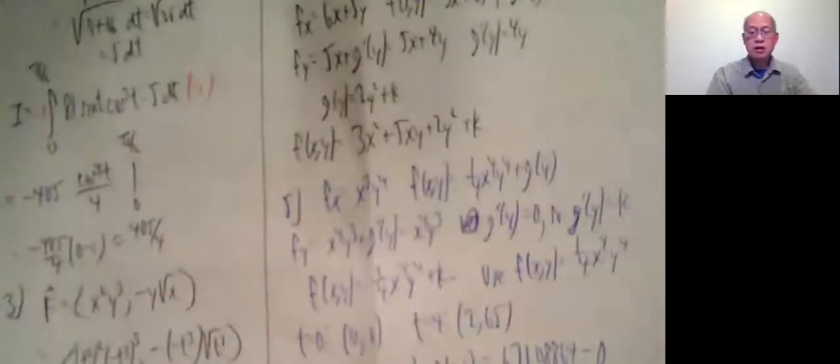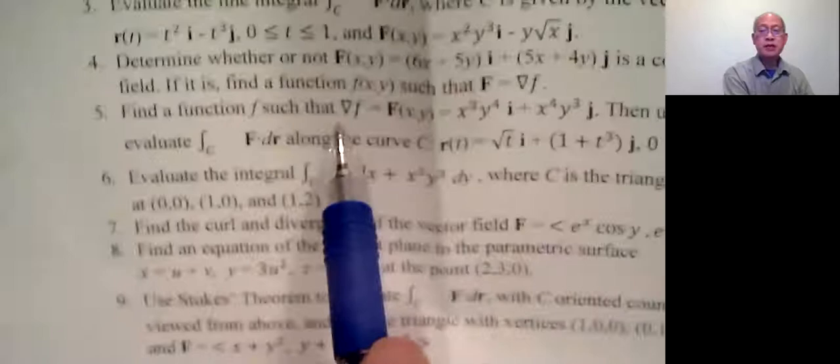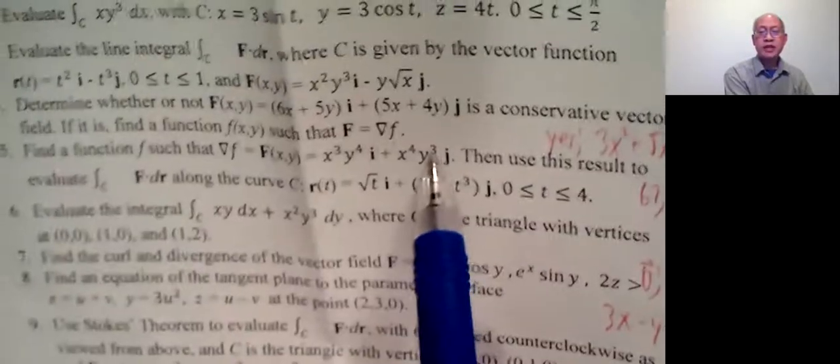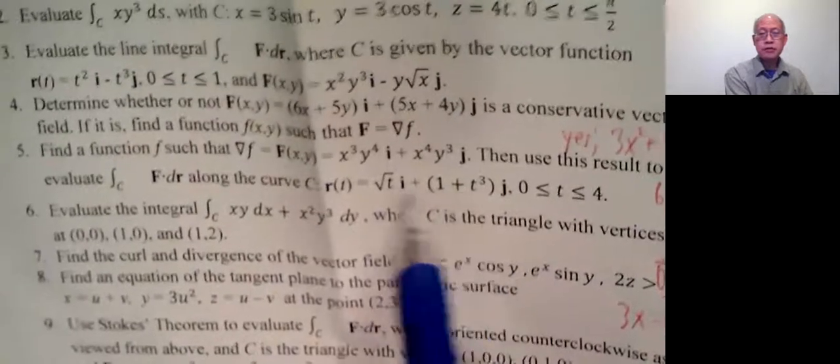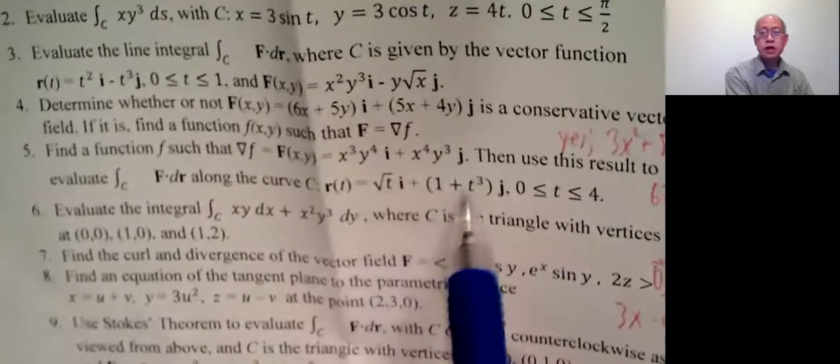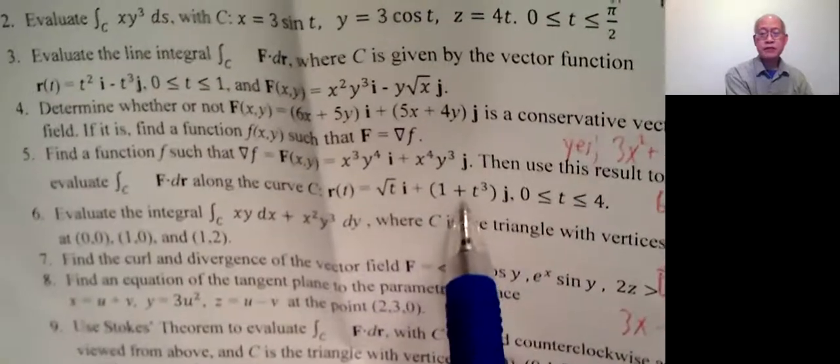Okay, number 5. This language already implies that you have a conservative vector field, so you just go ahead and find the anti-gradient. Once I find the anti-gradient, then I figure out my starting point and ending point, which basically means you plug in 0. Plug in 0, you have (0, 1). Plug in 4, you have (2, 65), I think it is.